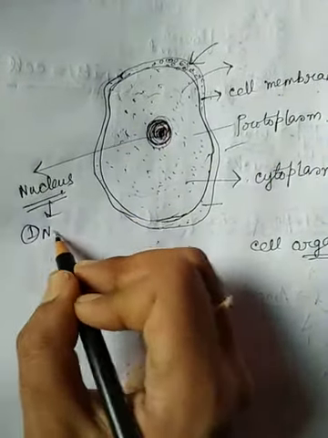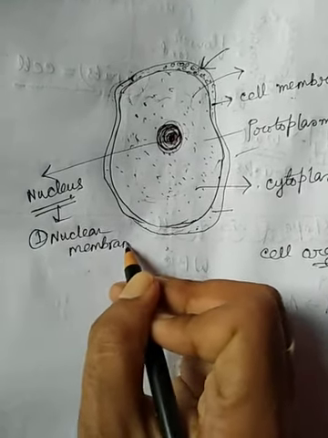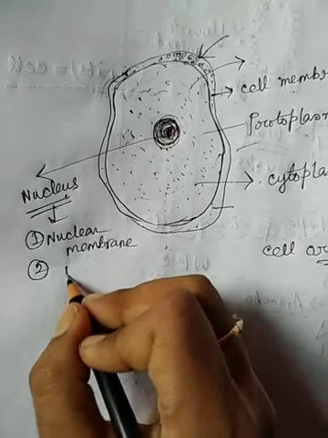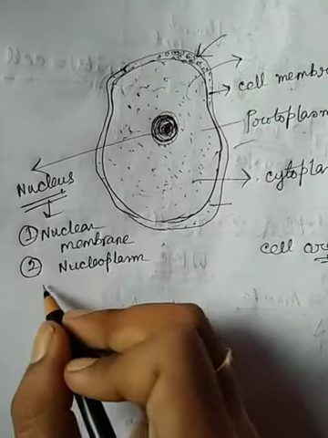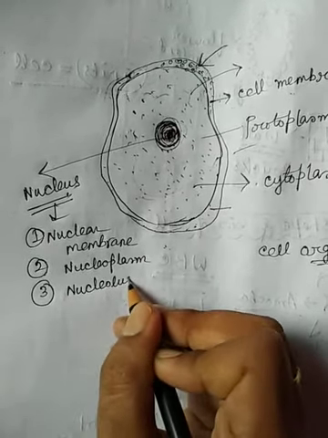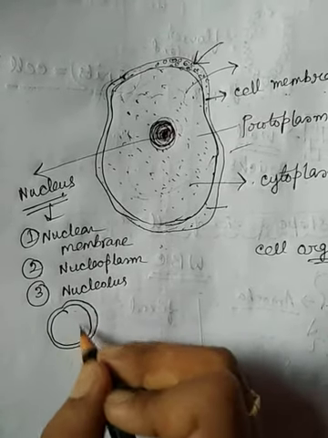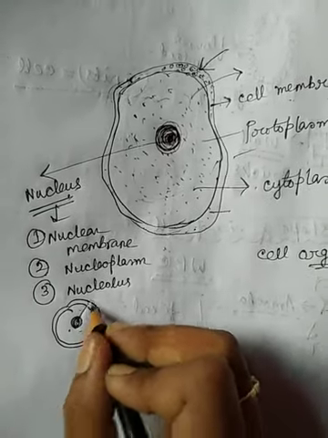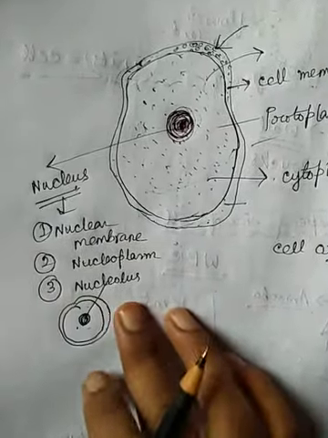So the nucleus has three parts. Number one is the nuclear membrane. Number two is the liquid inside the nucleus, known as nucleoplasm. And the third one is the nucleolus. Suppose this is the nucleus: on the outer side there is a nuclear membrane, inside there is nucleoplasm, and there is a dense round structure called the nucleolus. These are the structures of the nucleus, and the nucleus is the main controlling part of the cell.